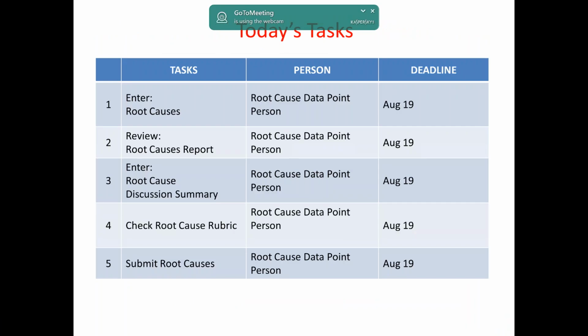So okay, one last thing is just looking at today's tasks. We're entering your root causes. We're reviewing the root cause report. Then we're entering your discussion summary. We're going to check the rubric, and then we're going to submit the root causes.